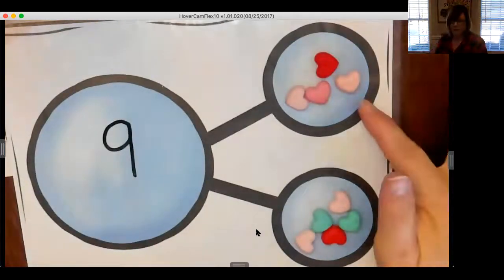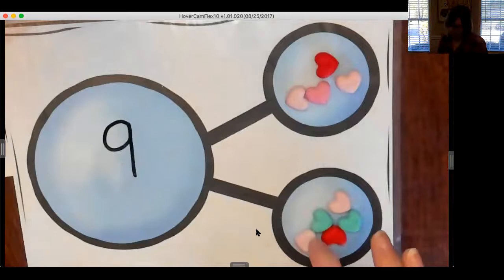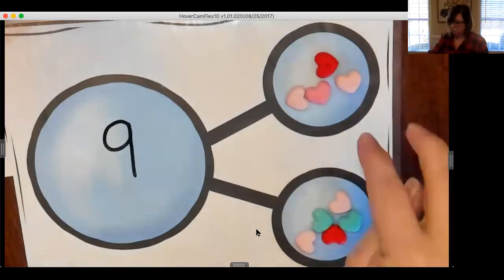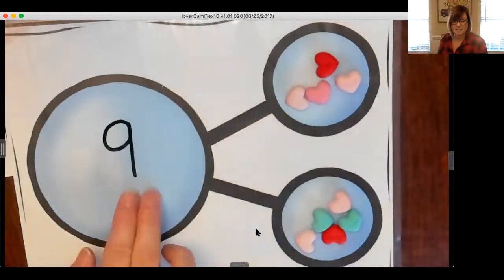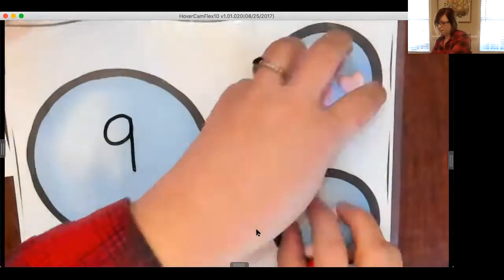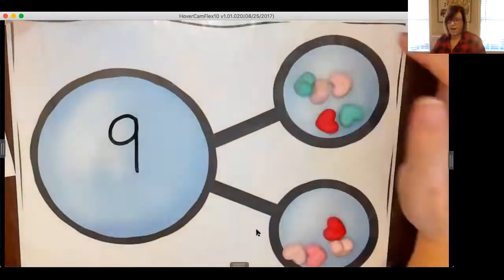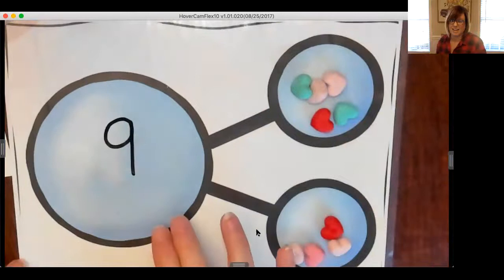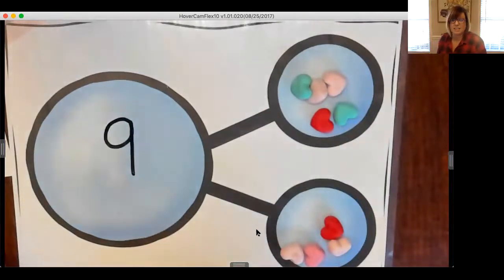So we have 4, and let's count how many at the bottom. 1, 2, 3, 4, 5. So 4 plus 5 is 9, and you can also flip it. 5 plus 4 is 9. Okay, and that's the different ways that you can make the number 9.